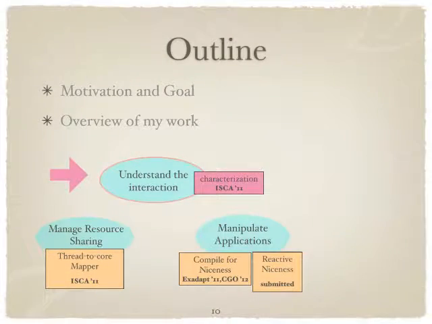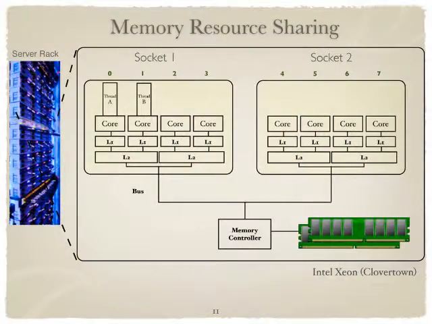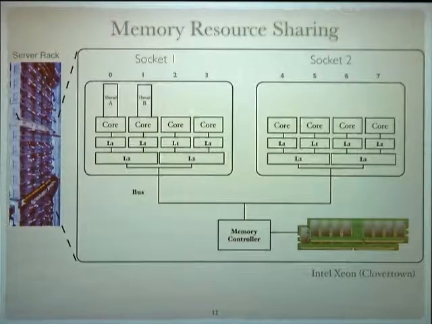So the outline of the talk: I've discussed the motivation and the goal of the work. I'm going to talk a little bit about the characterization of those applications and how they interact with the memory subsystem first. So let's take a deeper look at the memory resource sharing for these kinds of architectures. This is an Intel Xeon Clovertown, which is widely deployed in Google production data centers. On this kind of machine, we have 2 sockets, and each socket has 4 processing cores. 2 cores share a last level cache, 4 cores on a socket share a bus, and 2 sockets share a memory controller.